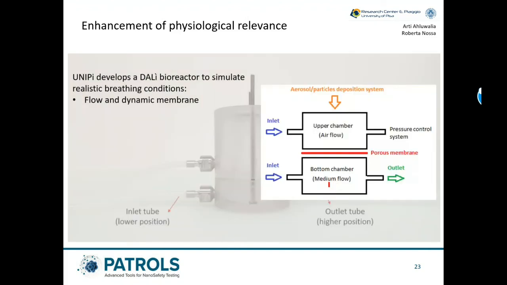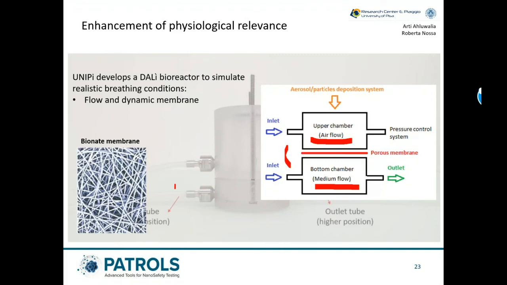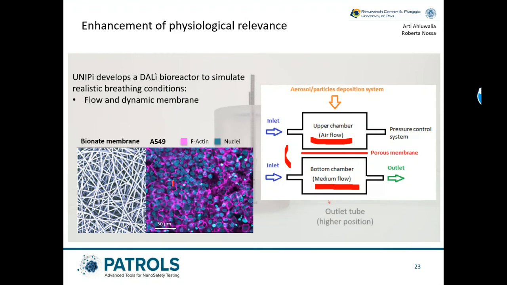Let me show this here in this scheme to make it more clear. So we have one chamber where we have air flow. In the lower compartment, we have medium flow, and in between, we have a porous membrane. And this porous membrane is made of Bionate, and it took them quite some time to optimize the membrane, because you can imagine it has to be flexible, it has to be thin, and it has to be biocompatible, and sometimes this is very difficult to combine. So in the meantime, they have optimized the membrane production.